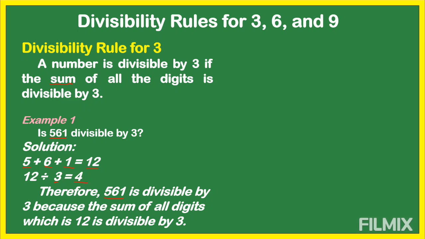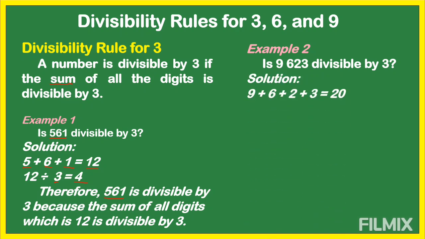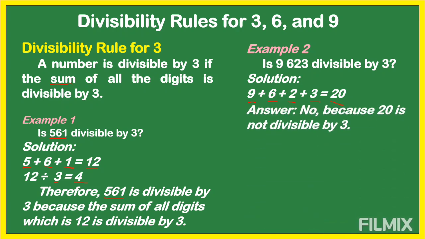We can find that one in the skip counting by 3: 3, 6, 9, 12. So another example is, is 9,623 divisible by 3? Let's write a check. We are going to add all the digits. That is 9 plus 6, 15, plus 2, 17, plus 3 is equal to 20. Is 20 a multiple of 3? 3, 6, 9, 12, 15, 18, 21. 20 is not a multiple of 3. So therefore, 9,623 is not divisible by 3.